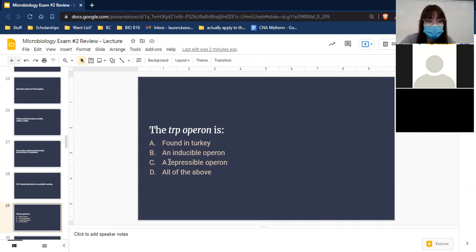Well, the answer is C. The answer is C. So an inducible operon would be like the lac operon, right? Although tryptophan is found in turkey, the trp operon is found in us. When we eat turkey, the tryptophan in the turkey represses that operon, right? And it can't be all of the above, because if you think about it, can an operon be inducible and repressible at the same time, right? So just think about it like that. Let's see. Move on to the next one. And the whole idea with this one is to have you think about the trp operon, lac operon, and the P globin, right? That's part of the lab, but still tie it all together.